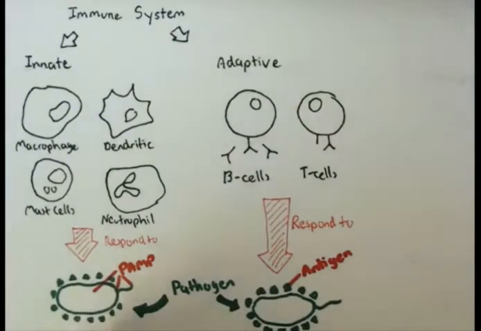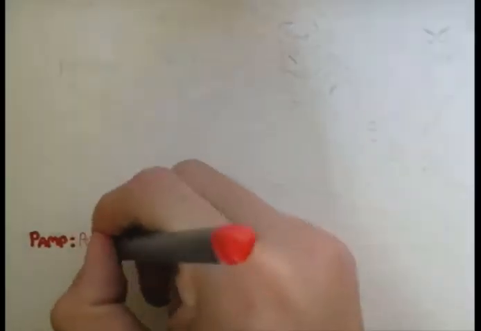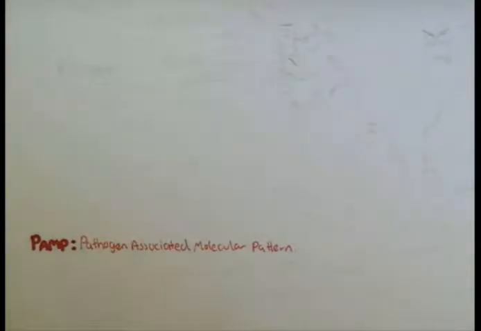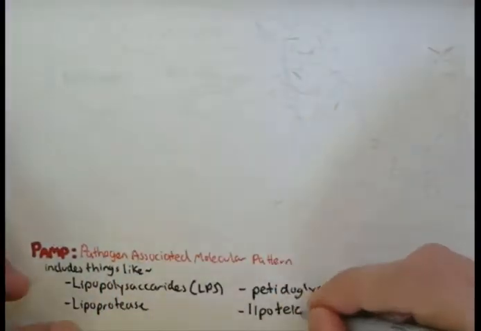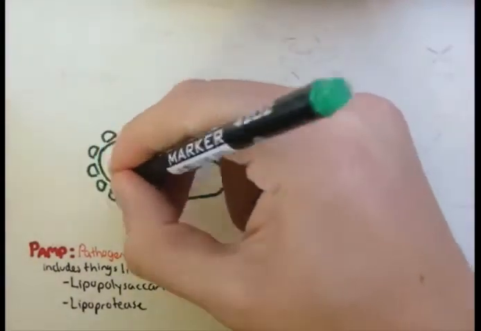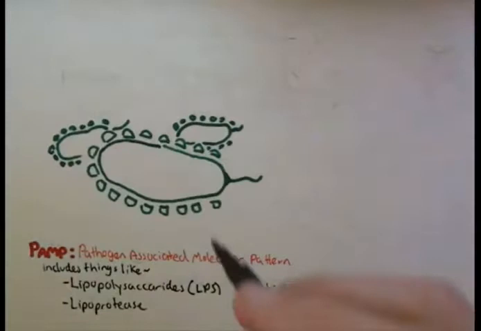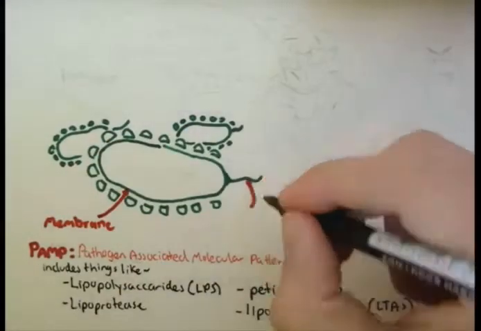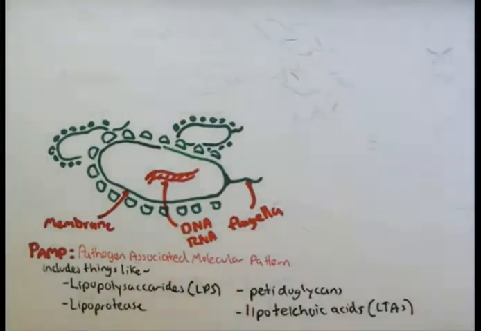PAMPs, or pathogen-associated molecular patterns, are only found in pathogens such as viruses and bacteria. They are not normally found inside the body. Lipopolysaccharides, lipoproteins, peptidoglycans, and lipoteichoic acids are some examples of PAMPs. Now these PAMPs can be components of the cell wall of a particular pathogen, the flagella, the tail of a particular pathogen, even the RNA and DNA of that pathogen.